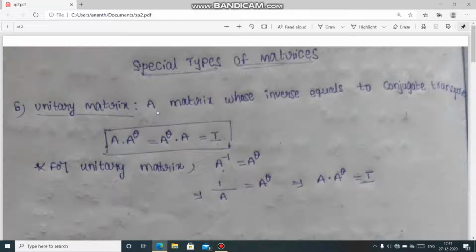So once again, a matrix whose inverse is equal to the conjugate transpose is called a unitary matrix. That is, A into A theta is equal to A theta into A is equal to I.